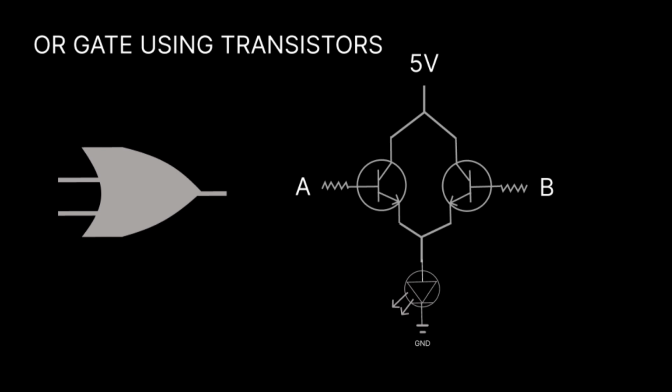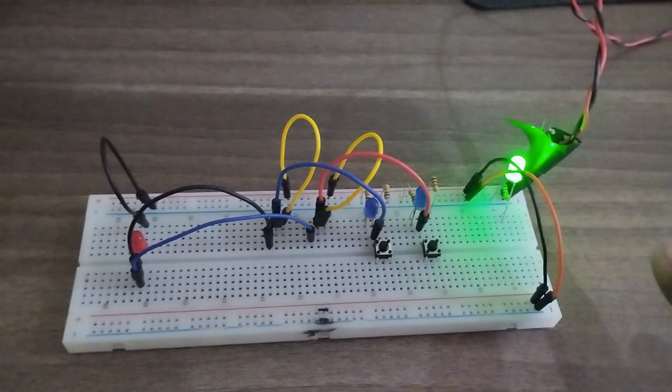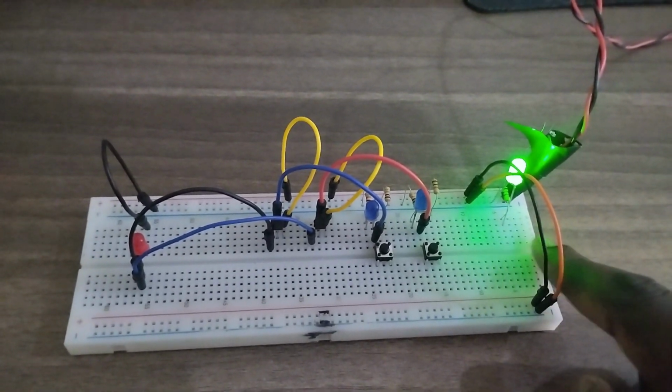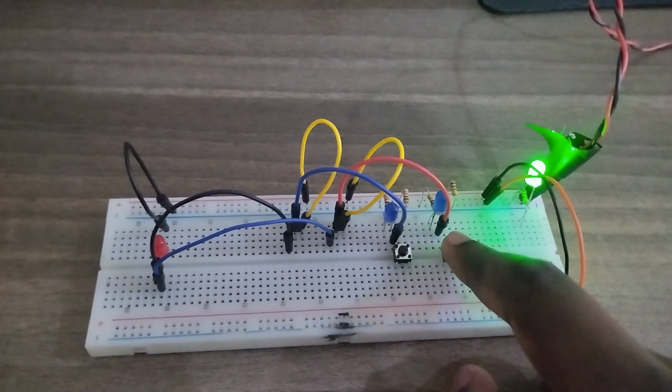The OR gate. The OR gate's output is 1 when either of its inputs is 1. Or when both of them are 1, the output will still be 1. And this is the symbol for the OR gate and a rough schematic of making it using transistors. When either A or B is on, then current will flow from the 5 volts to ground through the LED. I've also wired this up. Let's see how it looks. Same power supply, and I've connected 2 blue LEDs to the buttons to show the inputs.